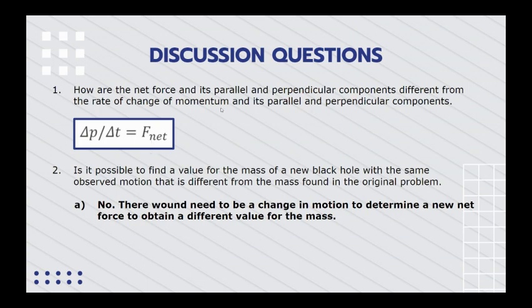And so we're going to answer: how are the net force and its parallel and perpendicular components different from the rate of change in momentum? Pretty much what we know is that the perpendicular component has a direct relationship to Fnet's change, while delta t and Fnet have an inverse relationship. That's how these two are different from one another. Each has a different relationship to Fnet.